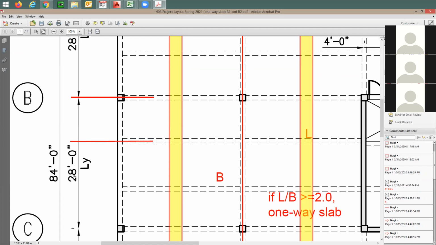We say 28 divided by 3. Exactly. Am I correct? Yeah, because this is equal, right? So this distance is going to be, let me put it here. It's going to be recorded in our lecture, and you can go back to it. It's going to be 28 feet divided by 3. This is going to be the span, or slab span. All right?